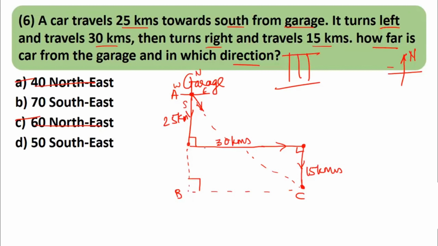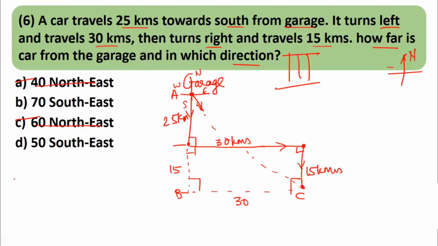Now this we know as, this is 90 degree, this is 90 degree, this will also be 90, this will also be 90. So this is a rectangle. So if this is 30, this is 30. If this is 15, this is 15. So entire AB distance is 25 plus 15.